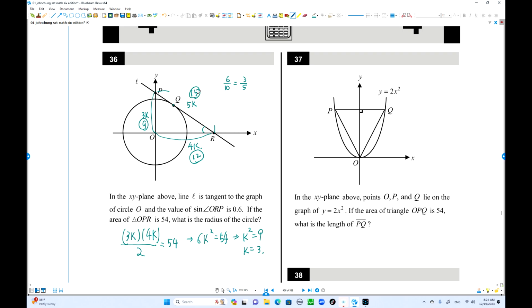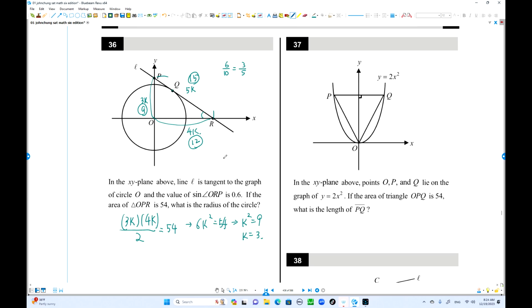So what is the radius of the circle? Where is the circle? This is the radius. This radius and the line are tangent. But you understand, okay? 9 times 12 equals 15 times OQ, right? That's the formula, isn't it? Or the area of this triangle, base times height divided by 2, same thing.